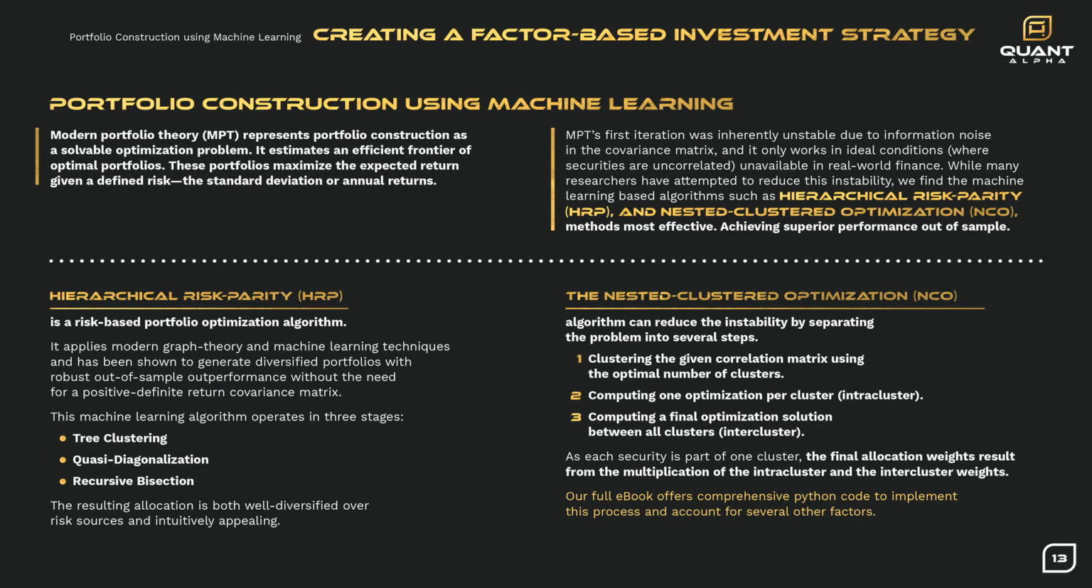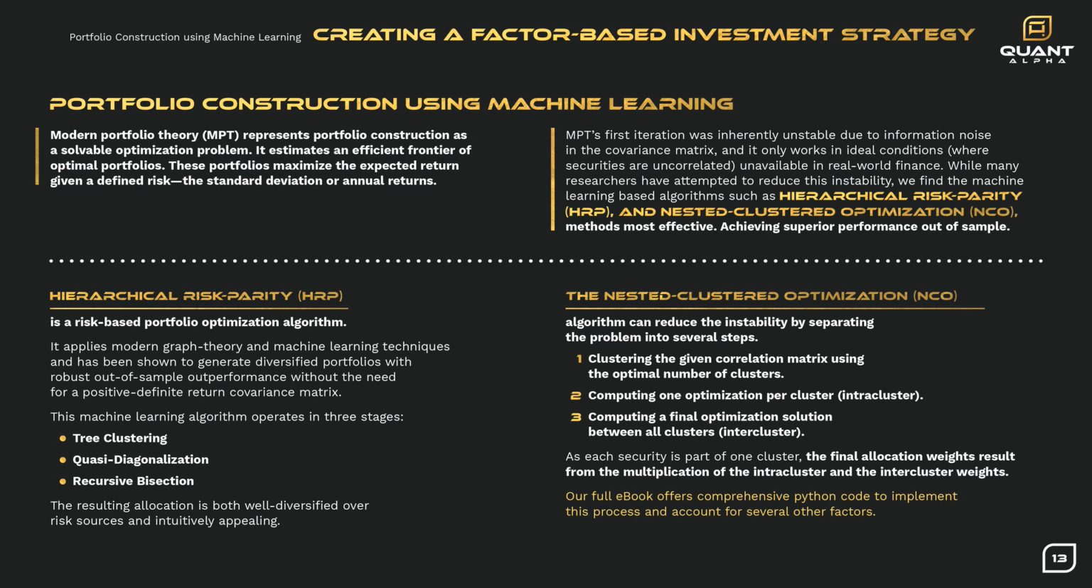Hierarchical risk parity, HRP, is a risk-based portfolio optimization algorithm. It applies modern graph theory and machine learning techniques and has been shown to generate diversified portfolios with robust out-of-sample outperformance without the need for a positive definite return covariance matrix. This machine learning algorithm operates in 3 stages: tree clustering, quasi-diagonalization, and recursive bisection. The resulting allocation is both well-diversified over risk sources and intuitively appealing.